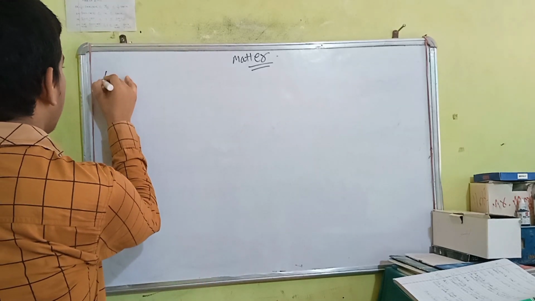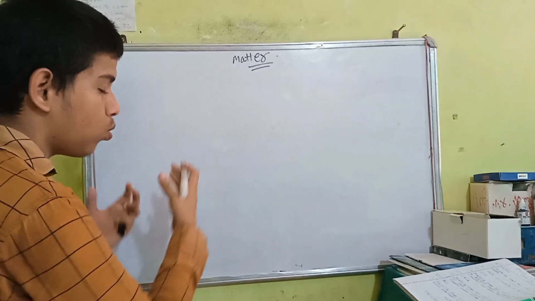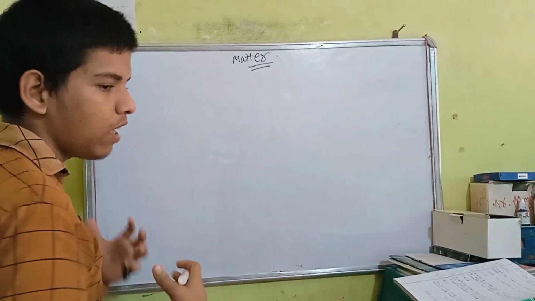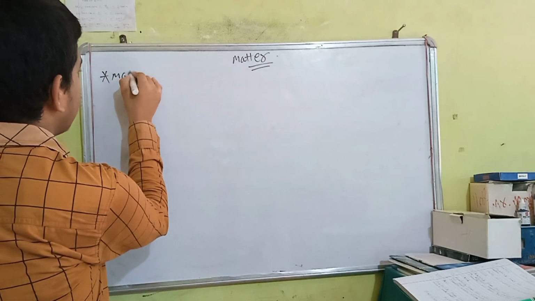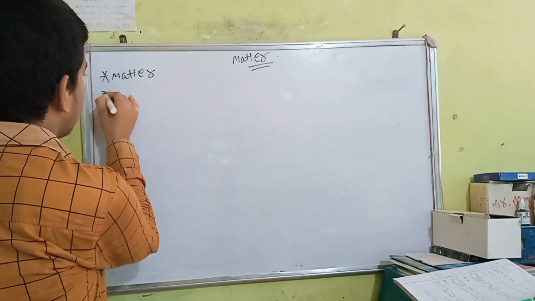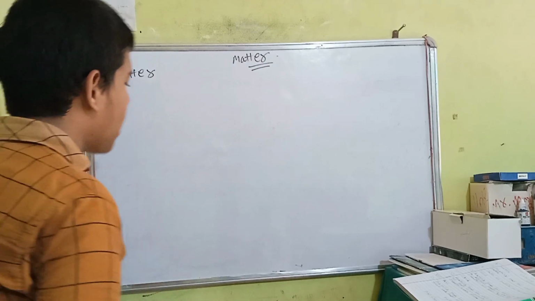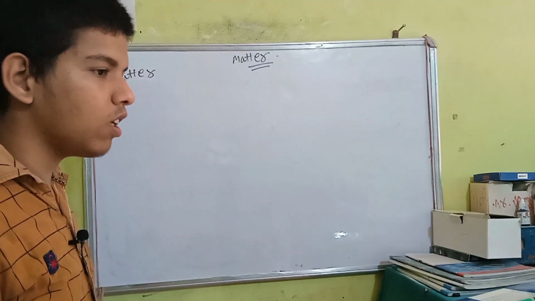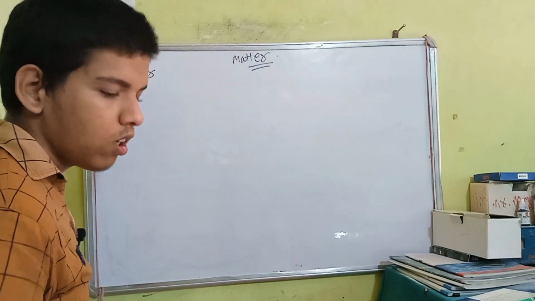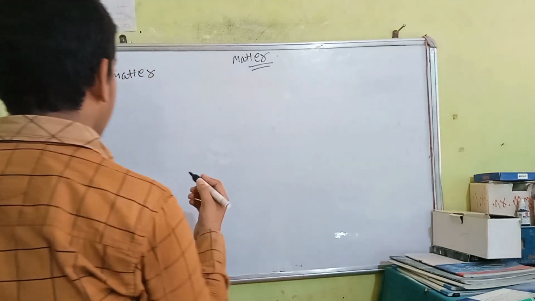I'm going to also make note for you on this whiteboard, so you can take the screenshot after this. Matter. What is matter? Anything that has mass and volume and occupies space is called matter, right? So this is the definition of matter.